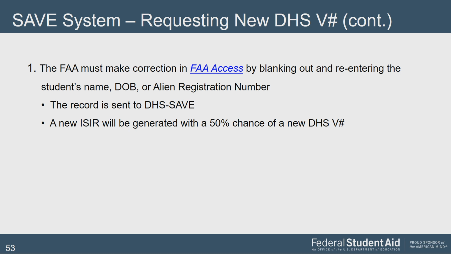Let's see, this is the procedure. First, you must make a correction in FAA Access by blanking out and re-entering the student's name, date of birth, or alien registration number. We ask you to do this because approximately 50% of the time, the record goes to DHS and the result is a new ICER with a new DHS verification number, or eligible non-citizen status is confirmed. That saves us work and you work and waiting for another DHS verification number.